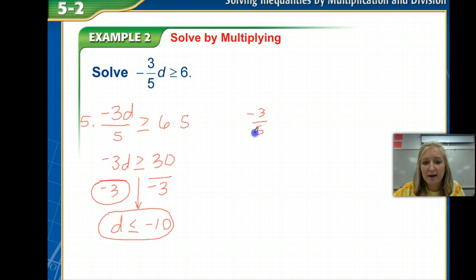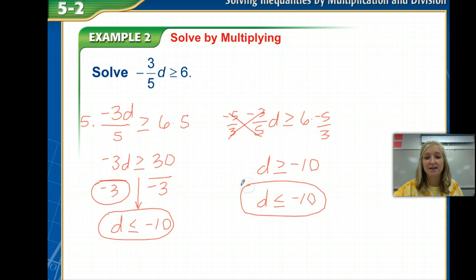Those of you who are comfortable with multiplying by the reciprocal, or dividing by negative 3/5, I'm just going to show you quickly that you will get the exact same answer by multiplying by the reciprocal, because basically that's all we did. So I'm going to multiply both sides by a negative 5/3. Now these would cancel out, and on this side you'd be left with d is greater than or equal to 6 times a negative 5/3. We multiplied by a negative, so instead of keeping my sign this way, I have to flip my sign, and d is less than or equal to negative 10. Again, you'd get the same answer.